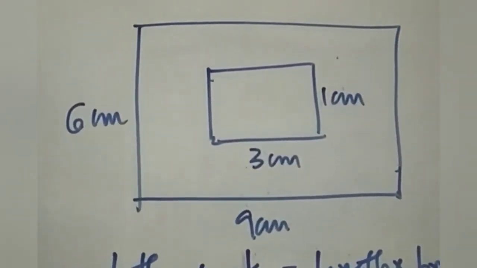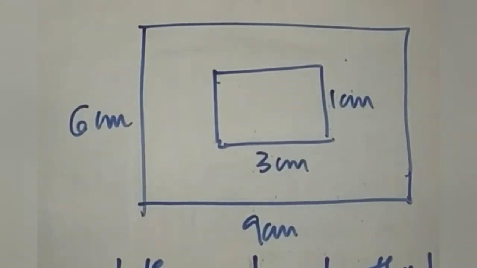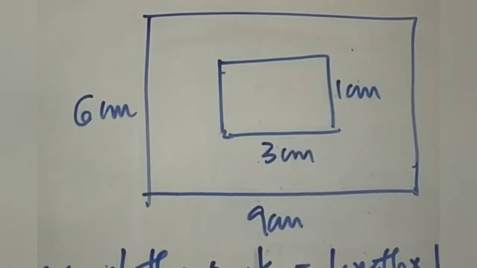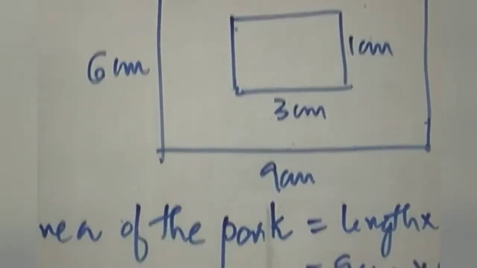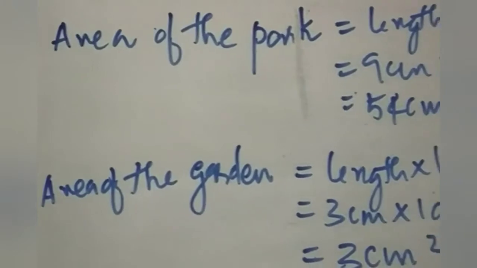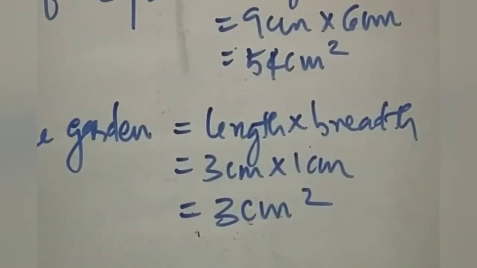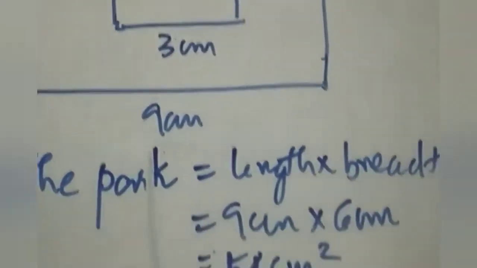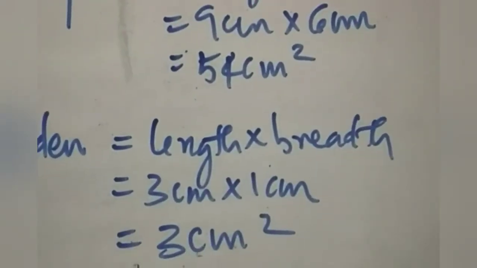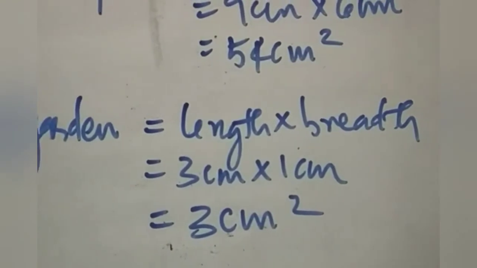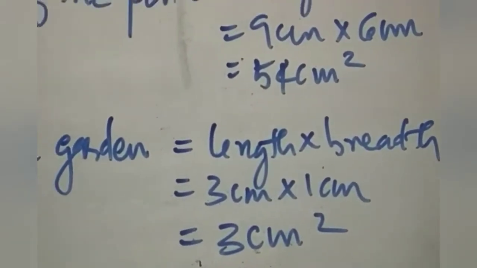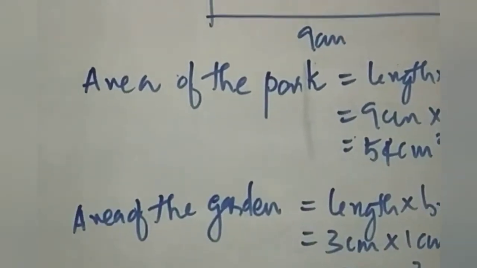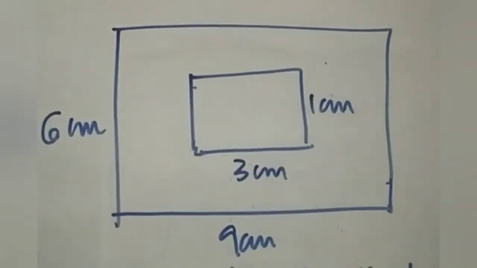Now let us find out the area of this garden. The garden is in the shape of a rectangle. So we can find out the area of this garden. So the area of the garden is equal to length into breadth. The length and breadth are given as 3 centimeter and 1 centimeter. So we can substitute here 3 centimeter into 1 centimeter, that is equal to 3 centimeter square. So we have found out the area of the park as well as the area of the garden.